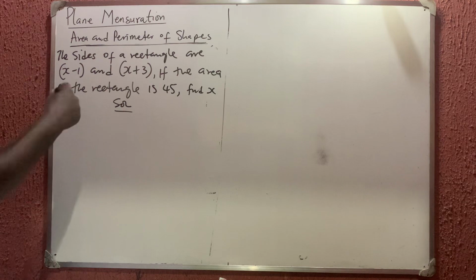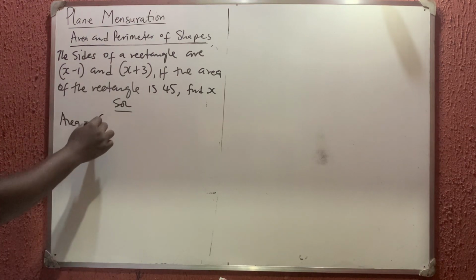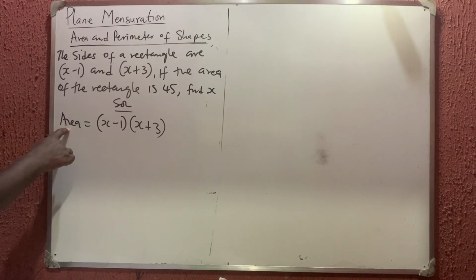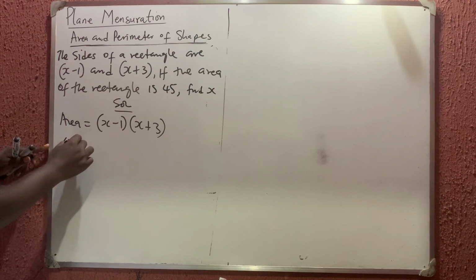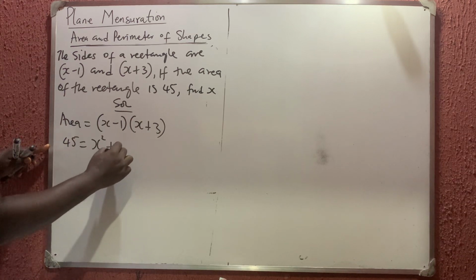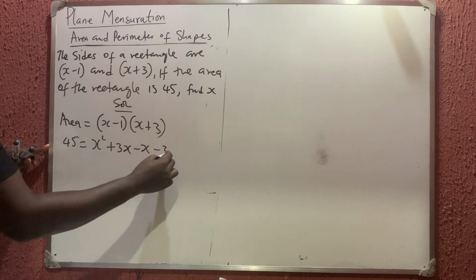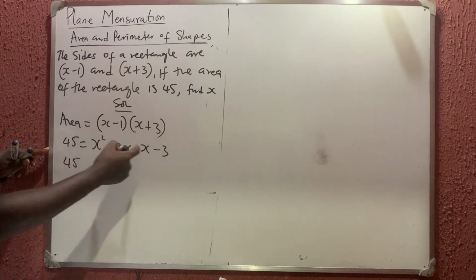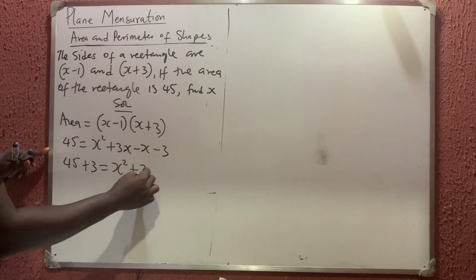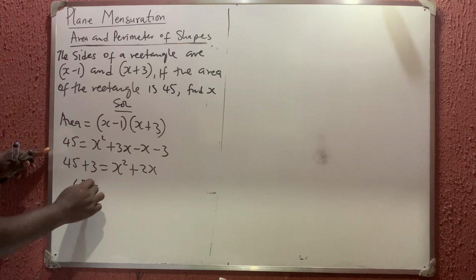We know obviously, even if you don't want to draw it, you know that area is simply this times this, so it should be x minus 1 times x plus 3. Okay, and they gave us that the area is 45, so therefore 45 is equal to x times this is x squared. X times this will give you 3x. This times this will give you minus x. This times this will give you minus 3. So I'm having that 45, this one coming here to give you plus 3 is equal to x squared plus 2x. So the both of them is 48 is equal to what?